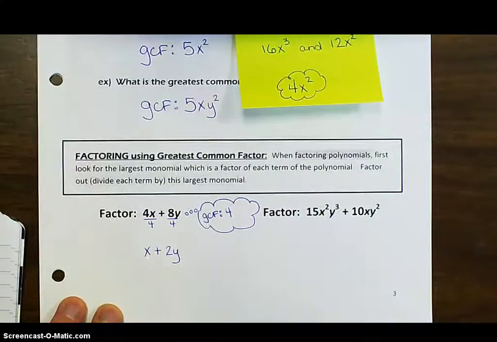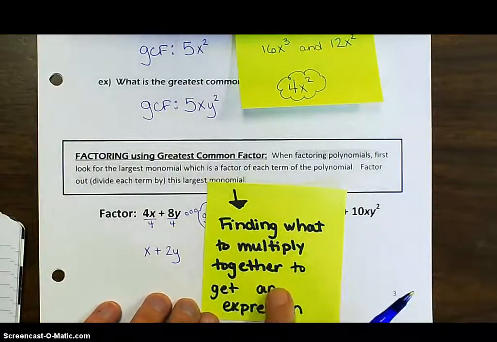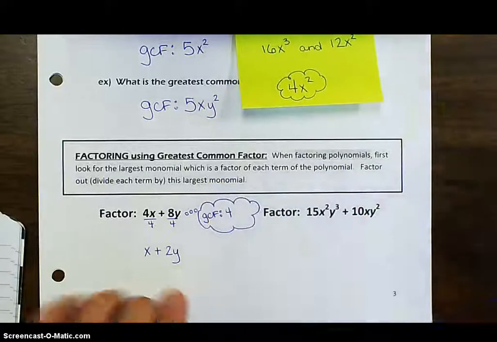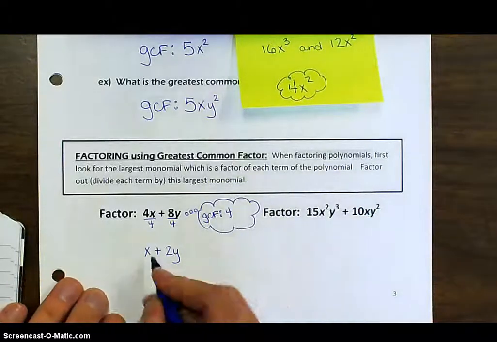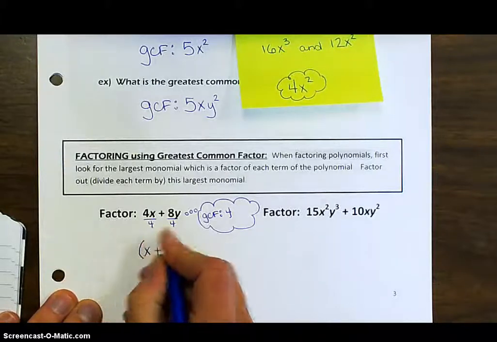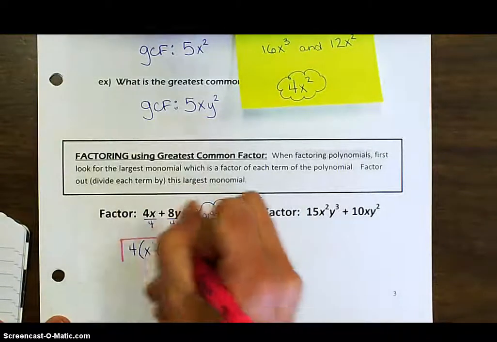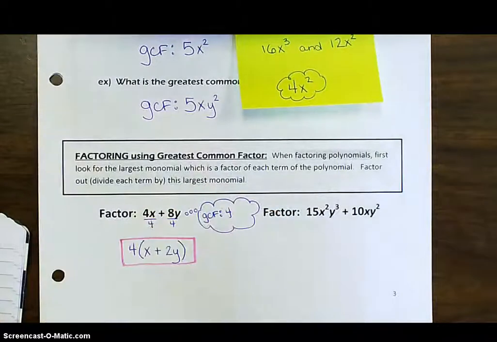Now, remember, factoring is finding what multiplies together to get an expression. We factored out a 4, which means to get back to my original, I would have to multiply by the 4 that I divided out, so I put that on the outside. All right, and ladies and gentlemen, you have just factored using GCF.